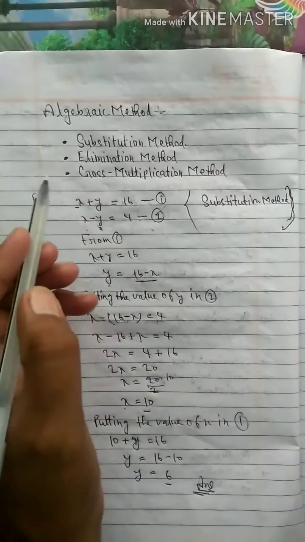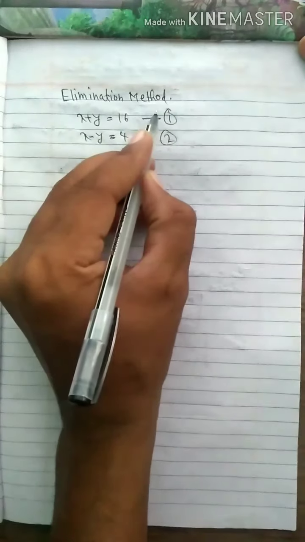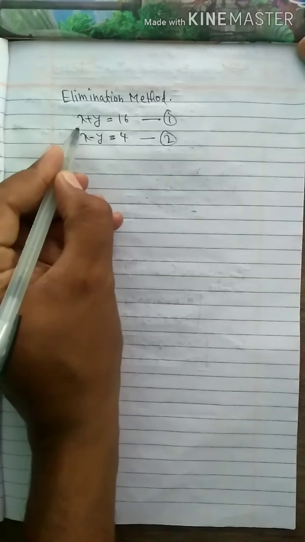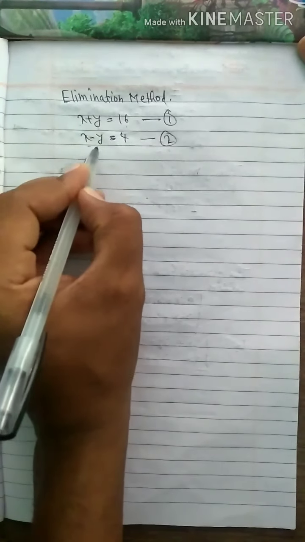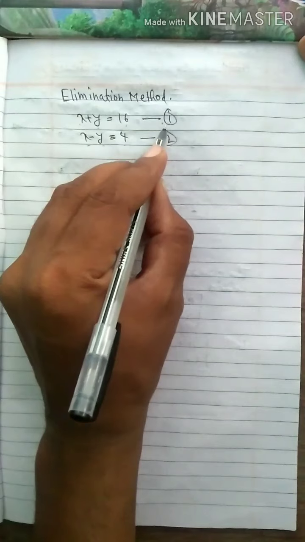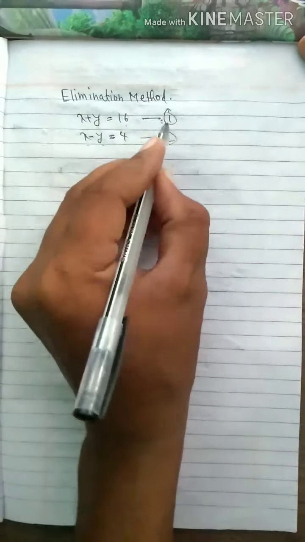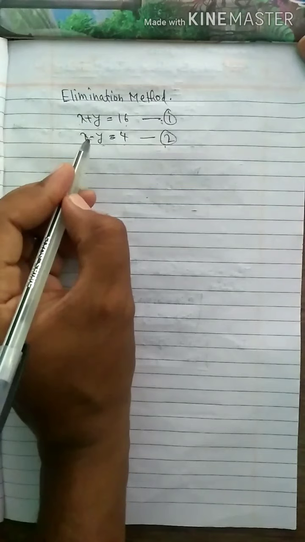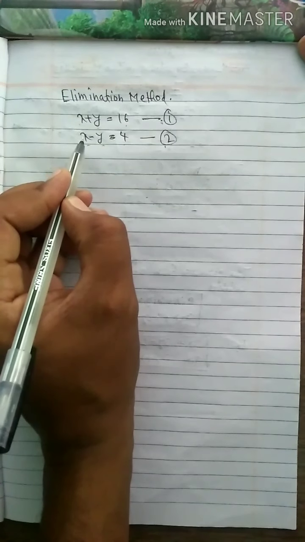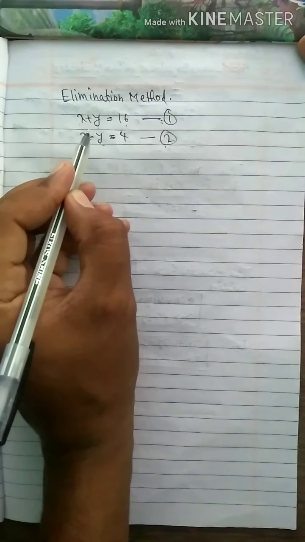And now see the elimination method. So now the same example here. I have taken x plus y equal to 16, x minus y equal to 4. Give the equation number first and second. Students, don't forget the numbering of the equation. So now equation first and second. Students, in this method we have to eliminate one variable. Eliminate means it will be cancelled out.